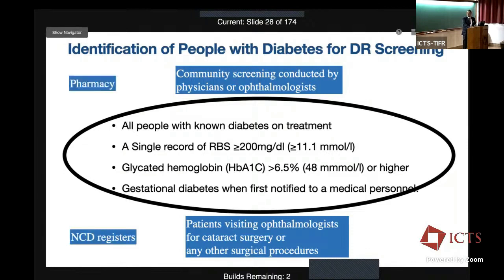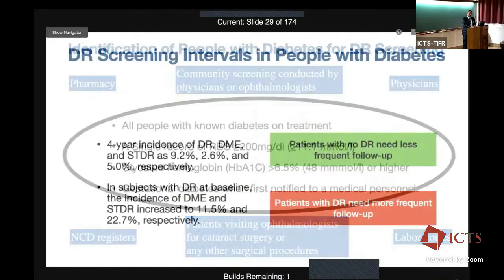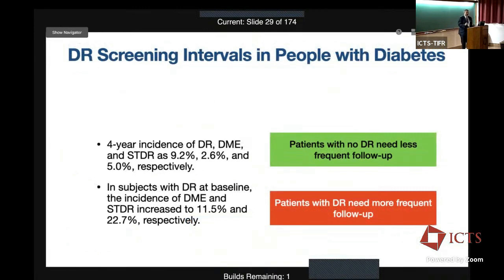A good way would be to look at pharmacy shops and labs to create awareness. These are the places where a person with diabetes usually visits, and it's a good idea to identify them for screening. What should be the screening interval?